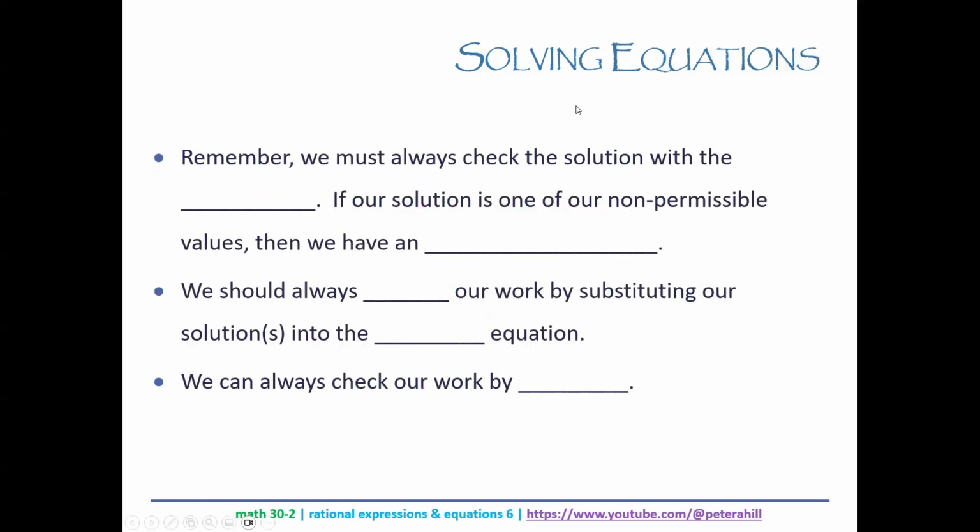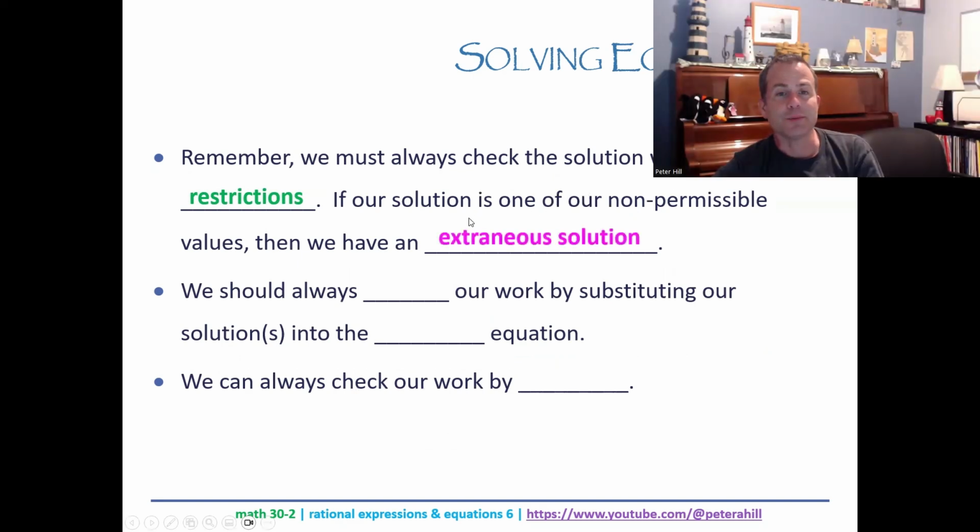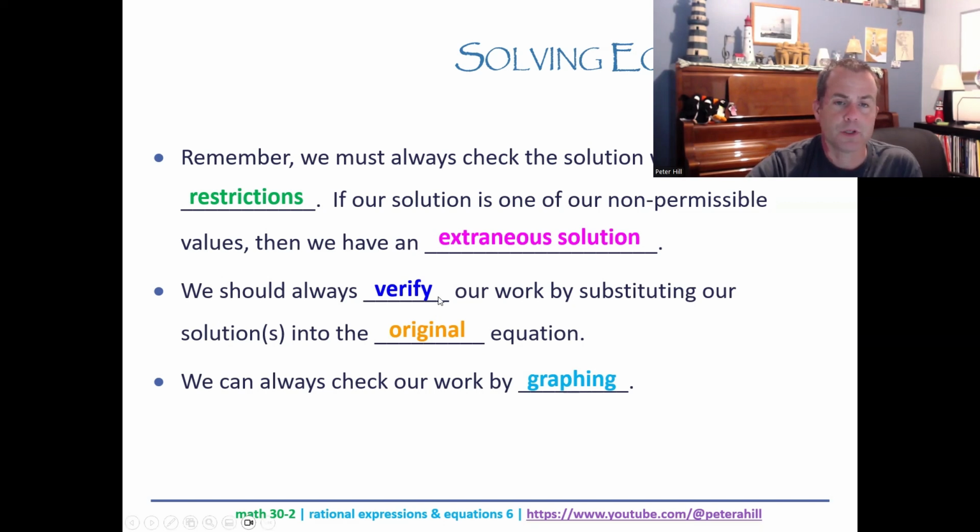Remember, we must always check the solution with the restrictions. If our solution is one of our non-permissible values, then we have an extraneous solution. Okay, we should always verify our work by substituting our solution or solutions back into the original equation, and we could check by graphing if we wanted to do that as well. We haven't spent a whole lot of time on graphing yet, but we will as we go into other units. Okay.